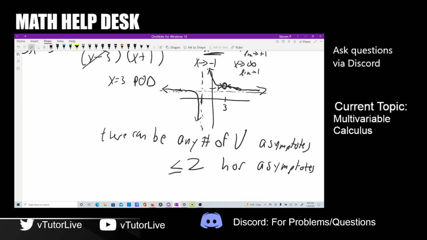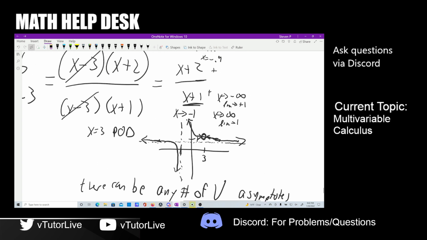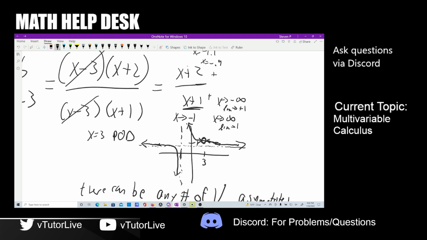So far, so good? Yeah, can you explain a bit more on how you got the horizontal asymptote for that question? Yeah, sure. Once I had x plus 2 over x plus 1, I just looked at the behavior as it went out to positive and negative infinity. So for positive infinity, it's the limit as x goes to infinity of x plus 2 over x plus 1.